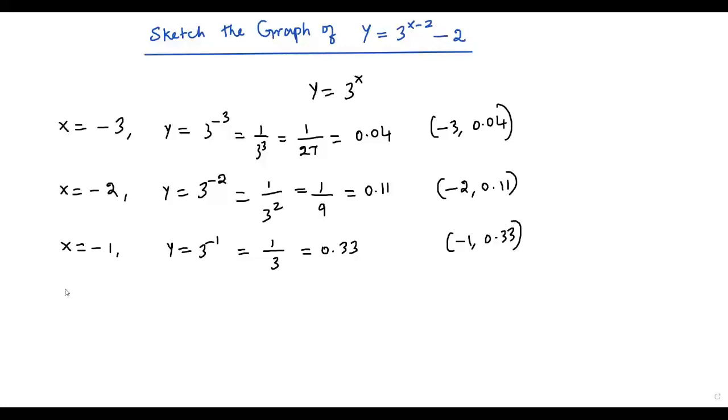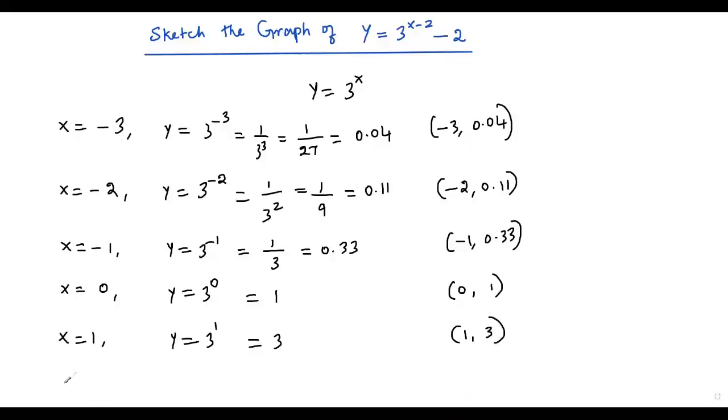Now we plug in the next point, x equals 0. Then y is equal to 3 to the 0th power. Whenever the exponent is 0 for a non-zero real number, its value is just 1. Anything to the power 0 will be 1. So the next point is (0, 1). When x is equal to 1, then y equals 3 to the first power, which is 3. So (1, 3). When x is equal to 2, y is equal to 3 to the second power, which is 9. So the next point is (2, 9).